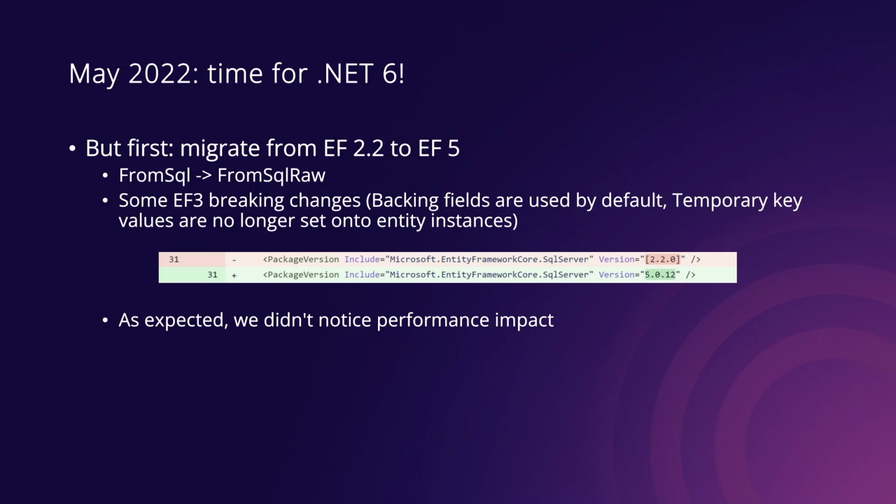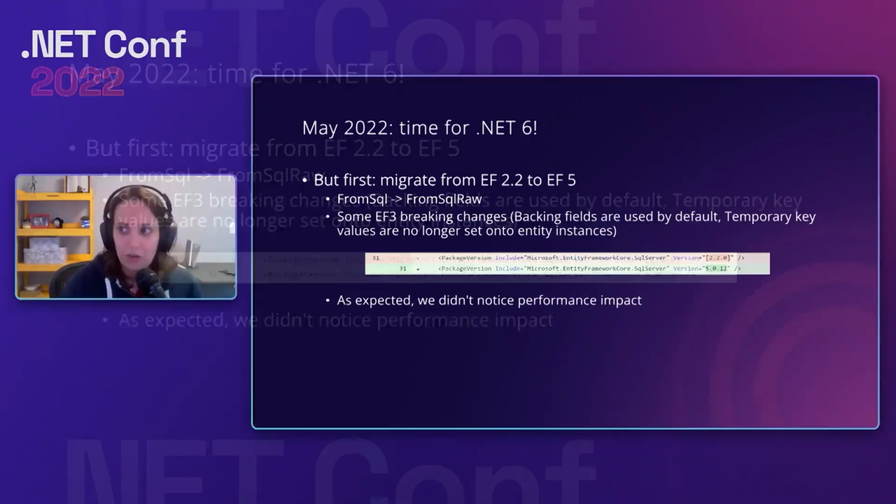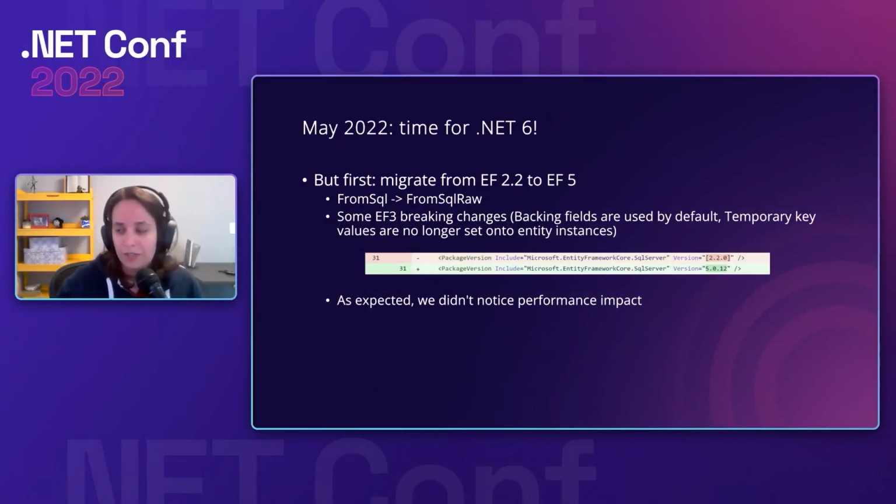Change some method names that got changed over time, like from SQL to from SQL raw, some EF3 breaking changes that we had to adapt to. But actually, we did not expect to have any performance impact of that migration. And that's because our code base is already highly optimized, as you could tell when I showed that we are only using 5% CPU and very efficient memory management as well.